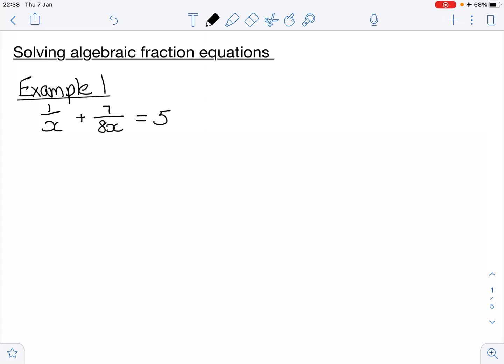Hello everyone, today we're going to learn about solving algebraic fraction equations. The most important thing you need to remember is that you need to write them as a single fraction. So write as a single fraction before solving for x.